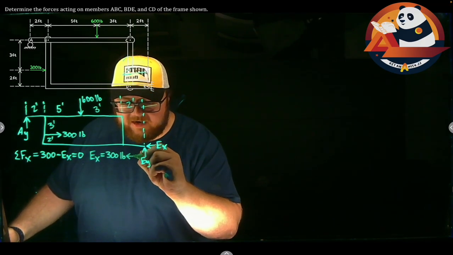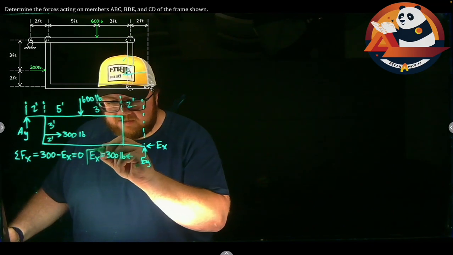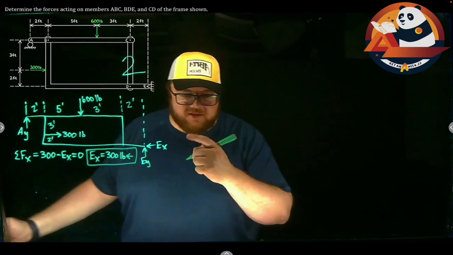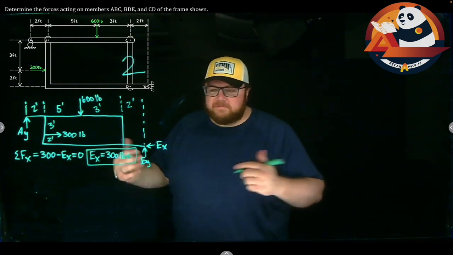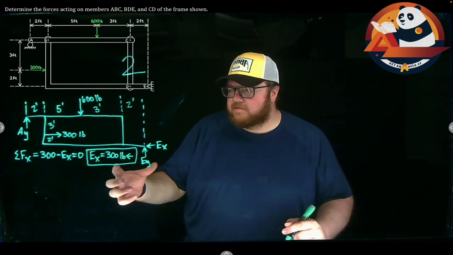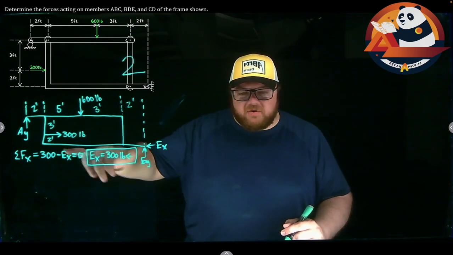So put an arrow in here. It's really going to the left, just like I assumed, getting that magnitude and direction. 300 is the magnitude, direction is to the left. For our support reactions, always get that magnitude and show the correct direction for everything. That takes care of EX. I still have two unknowns in the Y.